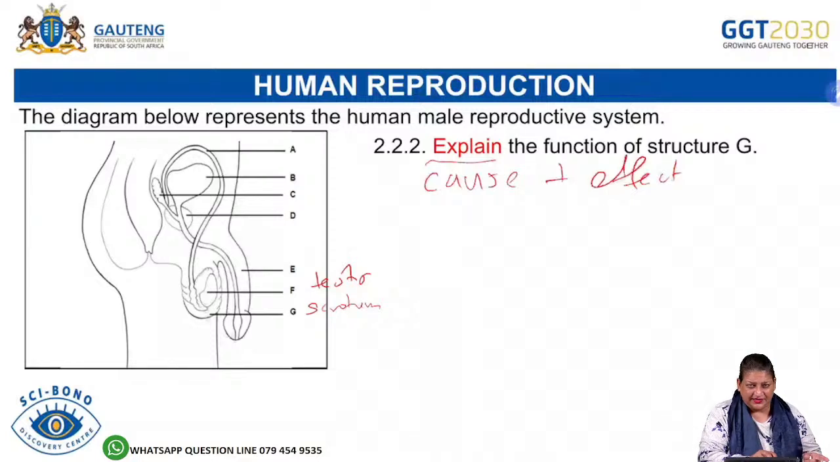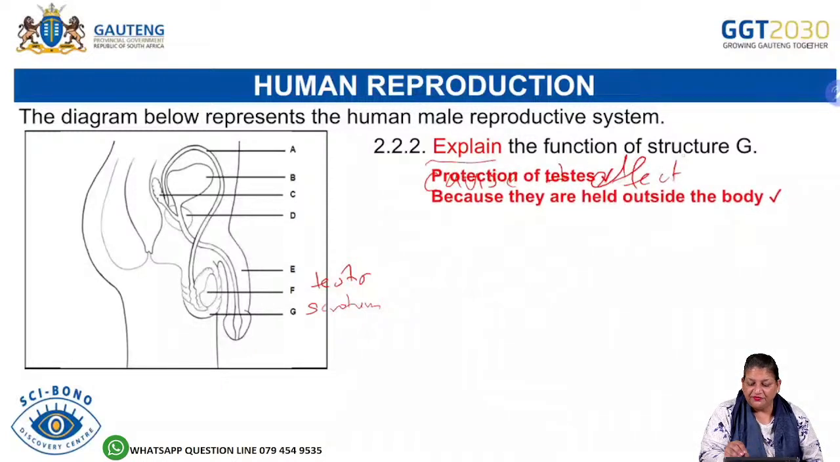It protects the male testes. You can't just stop there. It protects it. So how did you explain that? G is the scrotum. It protects the male testes because it lies outside the body. You see, it's not inside where it can be protected. Because it's lying outside, you need something to protect the testes, and that is the scrotum.